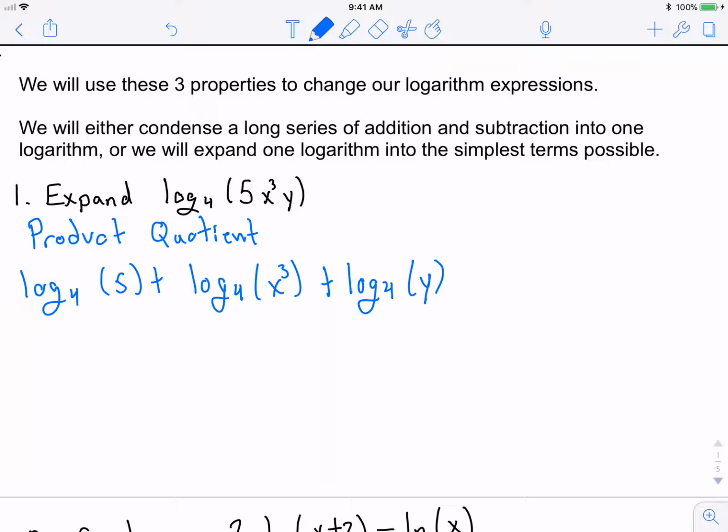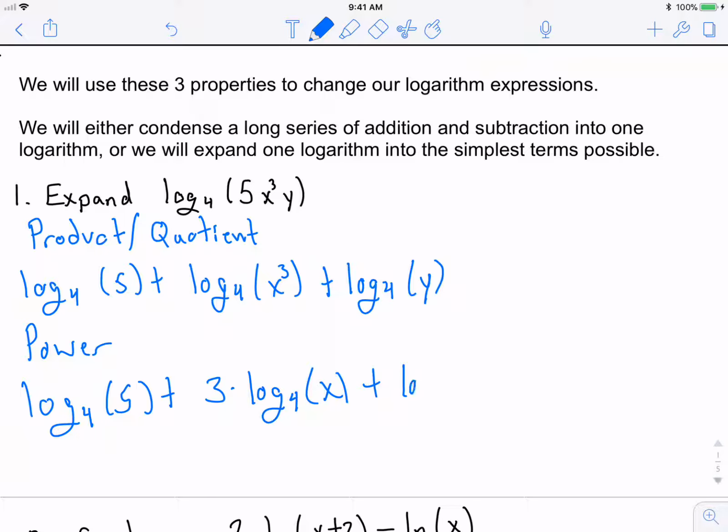Now we've gotten rid of all of the multiplication on the inside, so the next step is to use the power property and to pull any exponents outside, and then we'll be done. The only exponent we have is on the x cubed term, so this becomes log base 4 of 5 plus 3 times log base 4 of x plus log base 4 of y. We can't make this any simpler, so we've expanded it as much as we can. Let's move on to the next one.